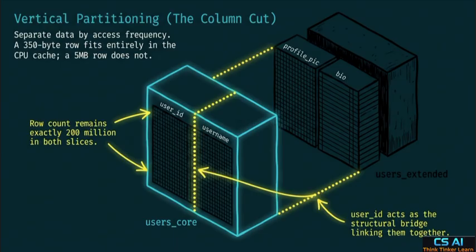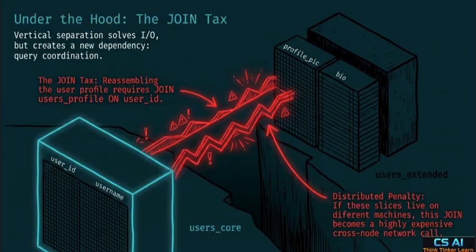We keep the row count identical, but we use the user ID as a structural bridge to link our two worlds together. But wait, there is no free lunch in engineering. That is the join tax. By splitting your data, you have introduced a new dependency: query coordination. Whenever you need to show a full user profile, you're forced to perform a join. If those two slices live on different physical machines, that query is transformed into an expensive cross-node network call. You've solved your IO problem, but you have opened the door to latency overhead.